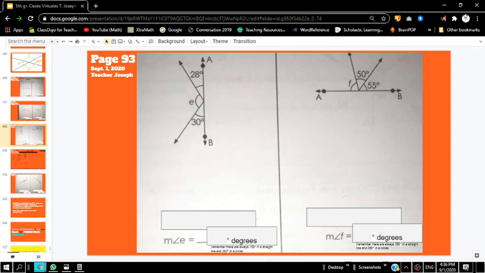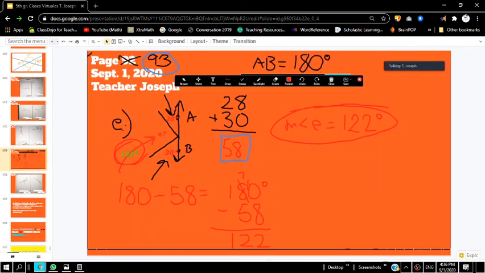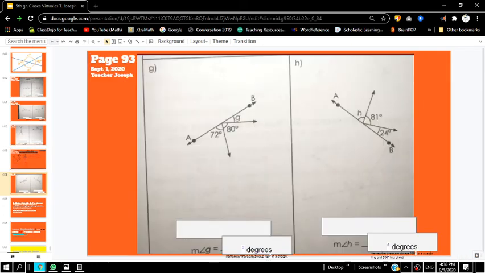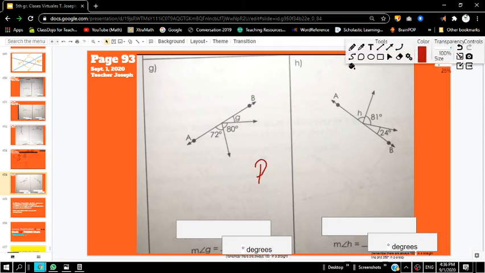Let's go to the last couple of problems. These are the problems that we did in class for letter E. Now, letter G and H are the same concept. What I want you to do is pause the video, and try these on your own.